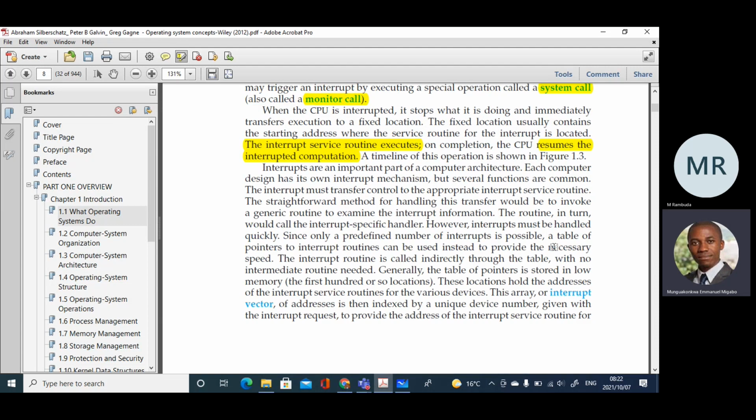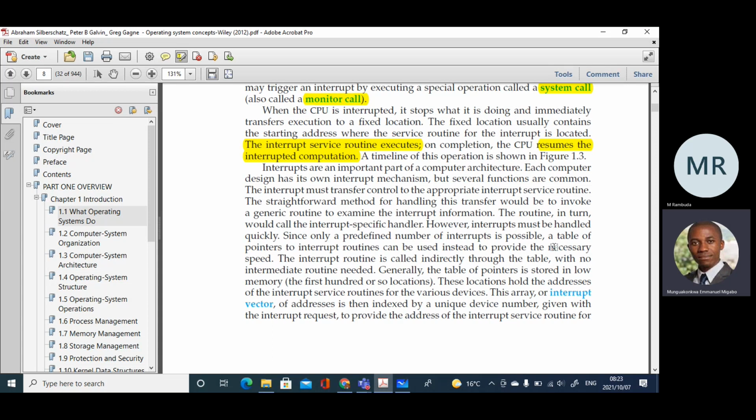Okay. So interrupts are an important part of computer architecture. Each computer design normally has its own interrupt mechanism, but several functions are common to all of them. The interrupt must transfer control to the appropriate interrupt service routine. The straightforward method for handling this transfer would be to invoke a generic routine to examine the interrupt information. So that means for every interrupt there is an associated interrupt service routine.